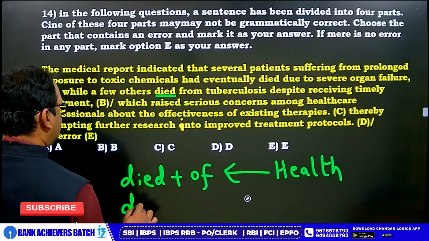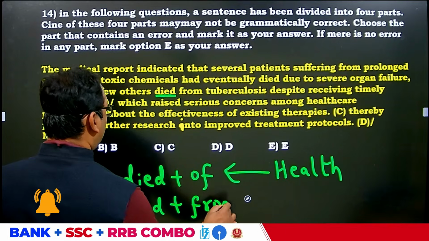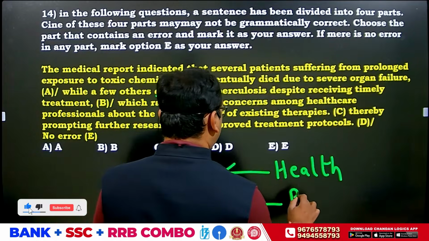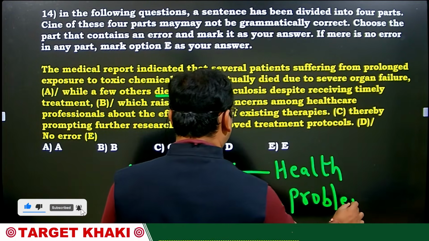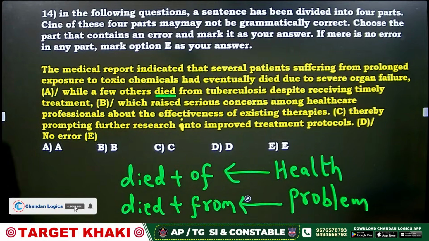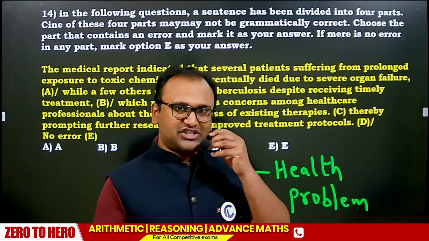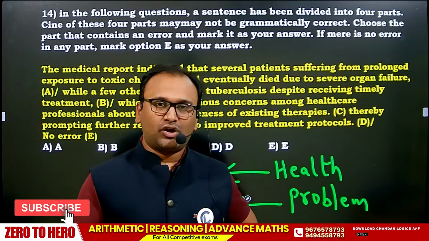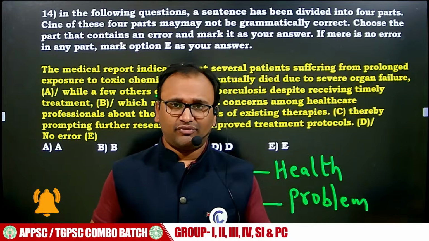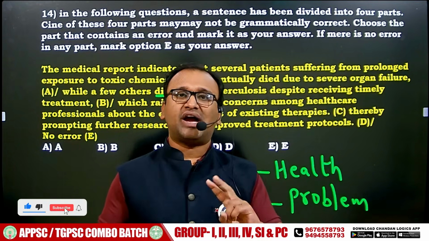But if there is any reason other than a health issue, like for example, you will have some problems in your life, correct? Then we say died from. I'll give you one example, guys. He died of cancer. He died from tension. He died of tuberculosis. He died from depression. So died of, died from. This is how you have to use it.